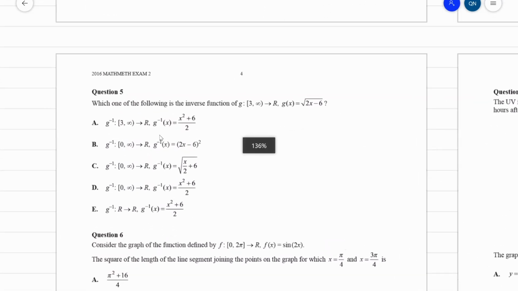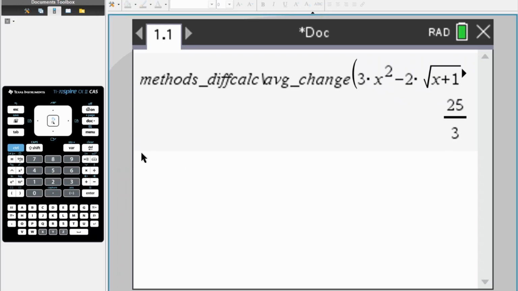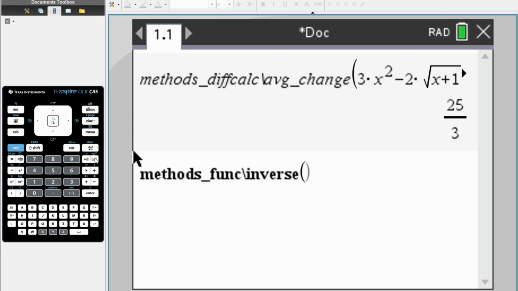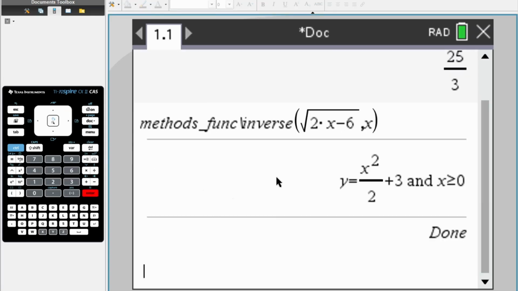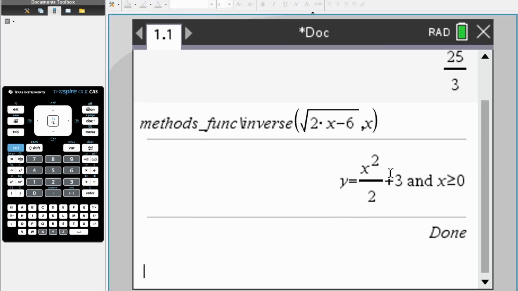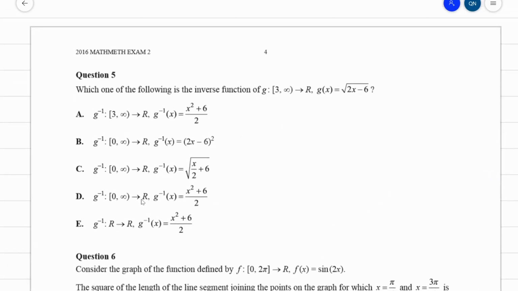Question 5, which one of the following is the inverse of this function? Well, it's going to be some kind of quadratic first of all. So maybe you can eliminate one or two options already. We can use the inverse program. So you go to inverse over here, and we type in the square root of 2x minus 6, and then comma x. And it gives us x squared over 2 plus 3, which you can rewrite as x squared plus 6 over 2, and x is greater than 0. Okay, looks like it's going to be option D over here.